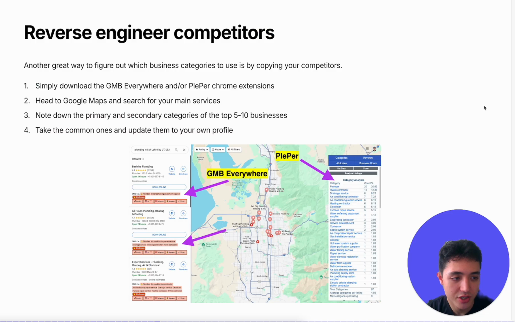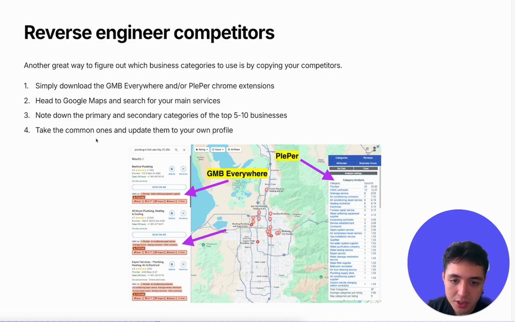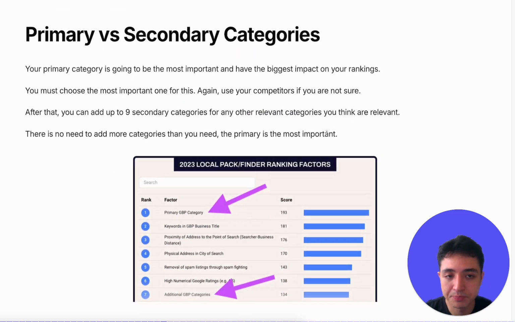So essentially what we can do here is note down the categories that the top ranking businesses are using. For example, here, the one with the star is the primary category. So it seems like plumber is the most popular primary category. And then things like air conditioning are popular for the secondary categories. Drainage service is popular as well. So we want to note down the common ones and update them on our own profiles.